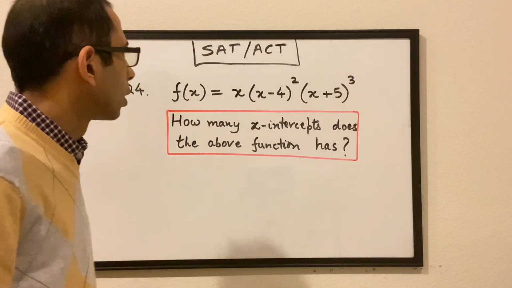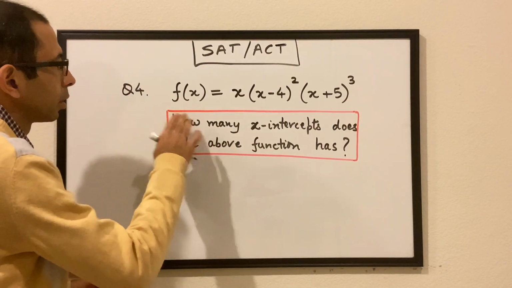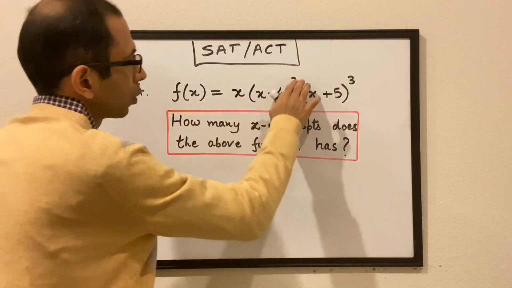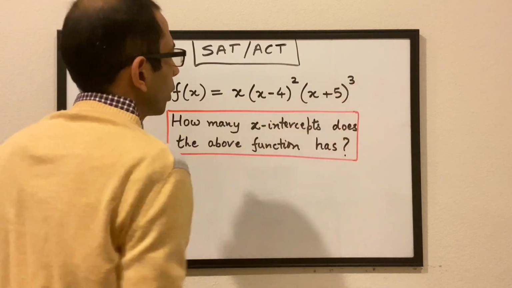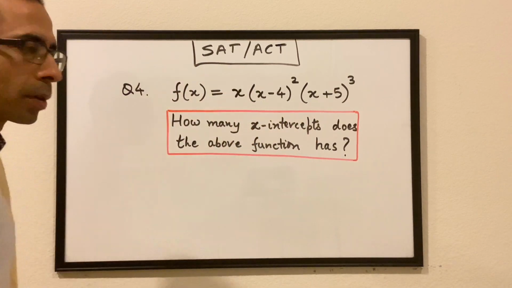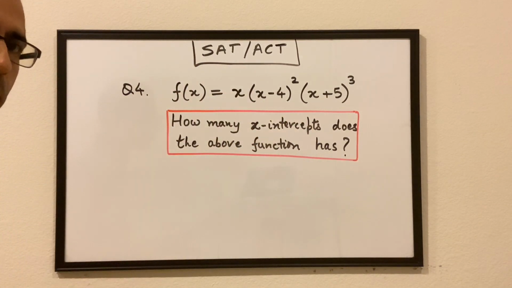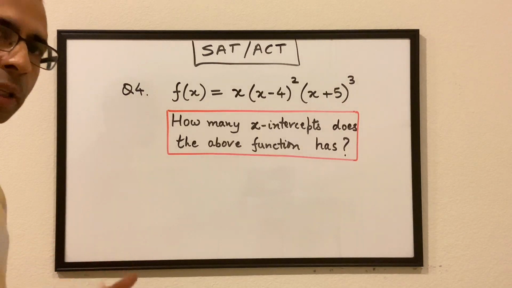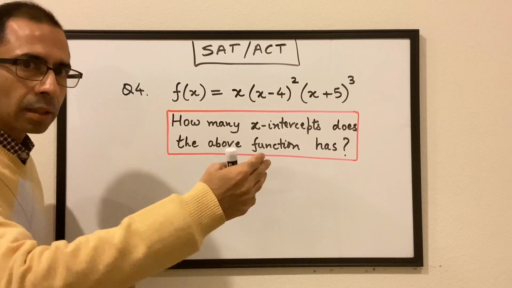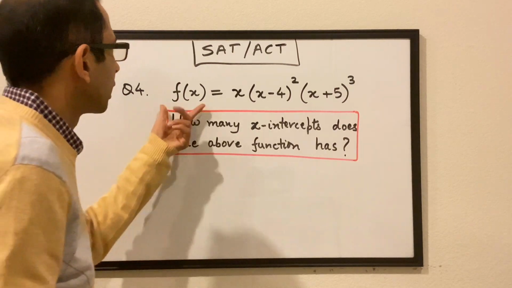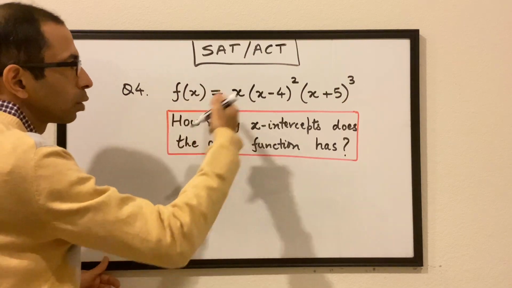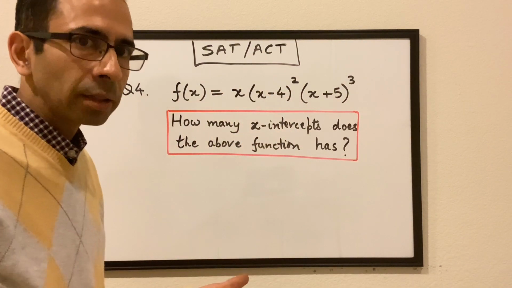Next question. We have a function f(x) is equal to x times (x minus 4) whole square times (x plus 5) cube. How many x-intercepts does the above function have? Correct. How do we find the x-intercepts? As we saw in the last question, for finding the x-intercepts, all we do is put the value of y as 0, because at the x-intercept the value of y is 0. So basically this value will be 0, correct? When you put this value 0 and solve for x, that's how you get the x-intercepts.